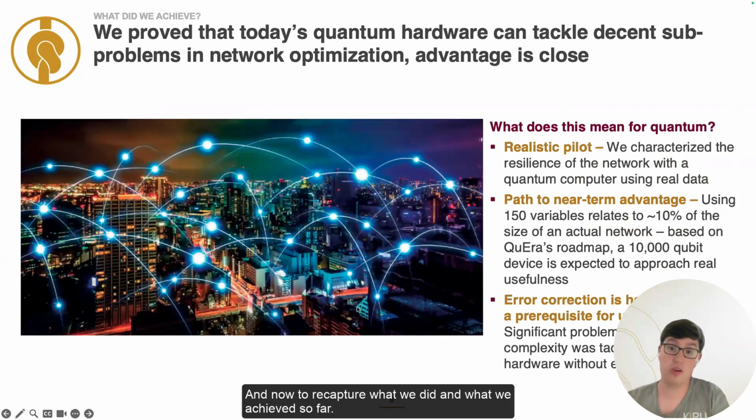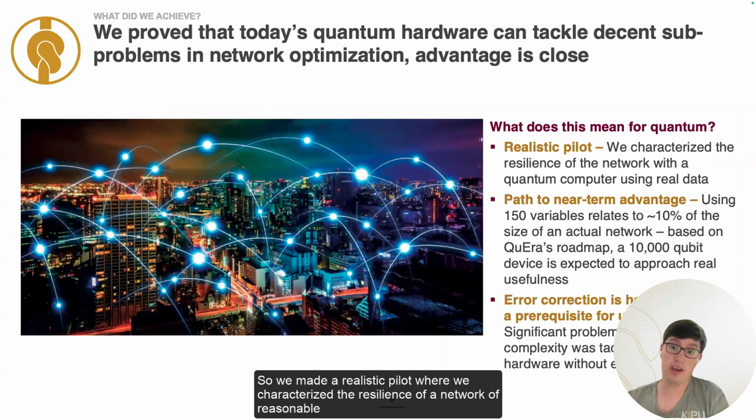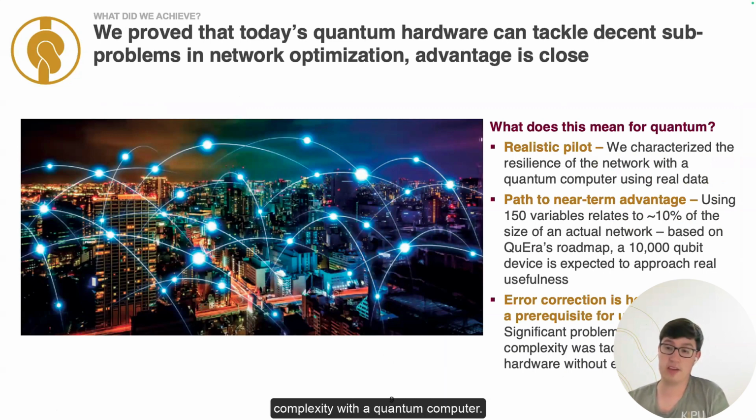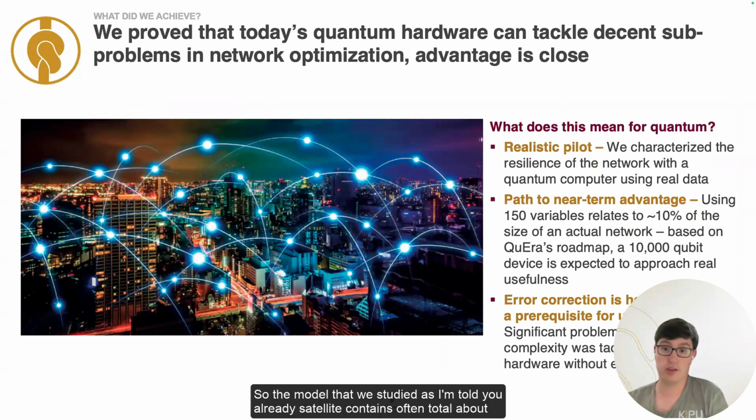And now to recap what we did and what we achieved so far. So we made a realistic pilot where we characterized the resilience of a network of reasonable complexity with a quantum computer. So the model that we studied, as Antonio already said, contains in total about 150 variables, which is roughly 10% of the size of an actual network.